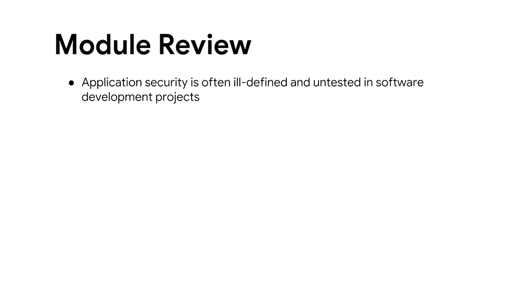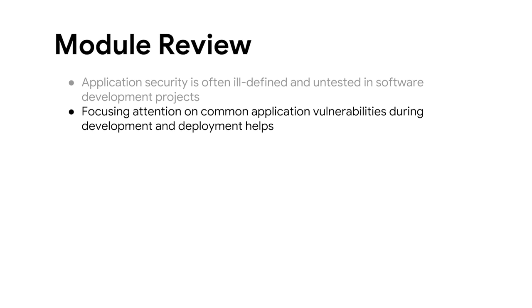In this module, we discussed application security and how to mitigate common application vulnerabilities. Let's do a brief review. Application security is often ill-defined and untested in software development projects. Hackers know this, so they target applications more often than they do target infrastructure or networks. A complete list is impossible to create, but there are known common application vulnerabilities that can be mitigated.